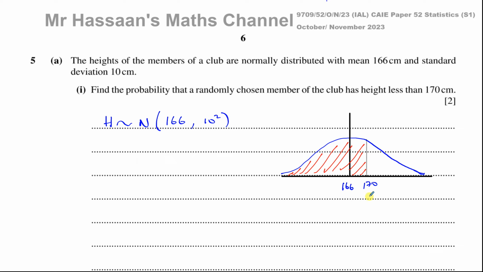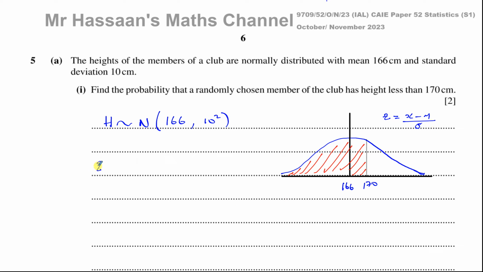Basically what we need to do is to standardize the 170 score, so that we can use the probability distribution table that we have in our formula sheet. To standardize a score, which we call the z-score, is equal to the actual score minus the mean over the standard deviation. I'll put it in symbol form here: the score minus the mean, mu, over the standard deviation, sigma.